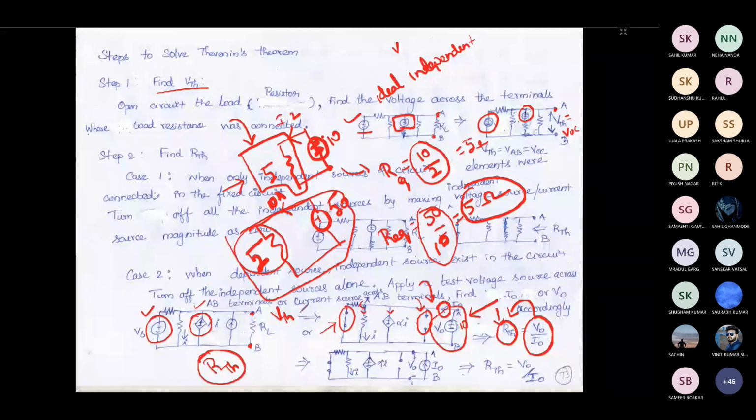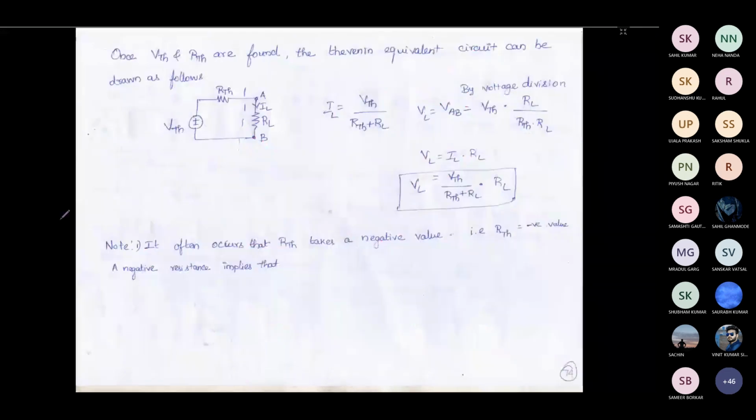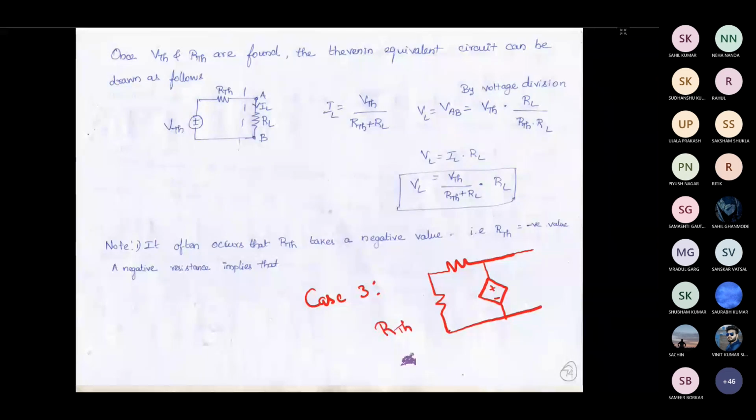There is one more case. In these two cases, there are sources. There is one more case where the circuit has only passive elements and dependent sources. If you have a circuit like this, then you can find only RTH. The VTH will be equal to 0 because there is no source available here.